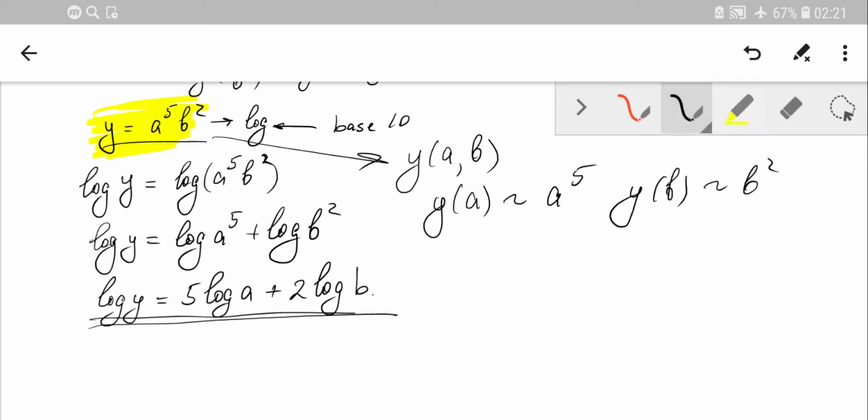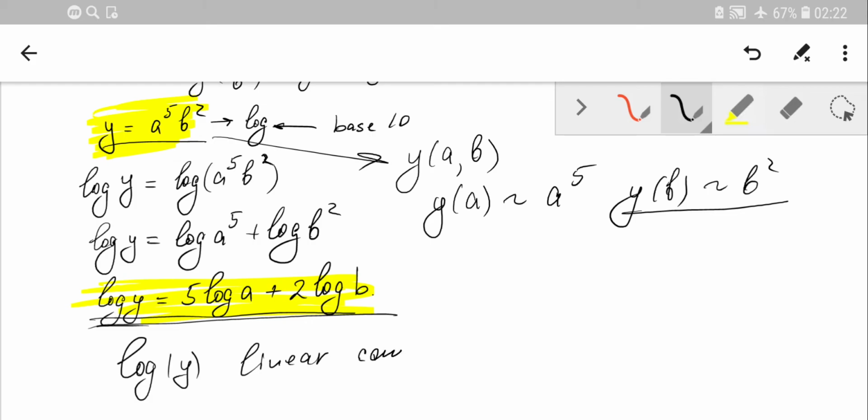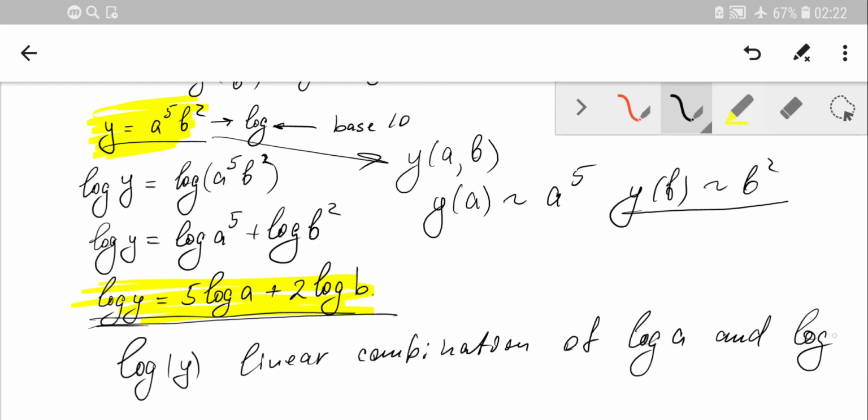And if this was obtained, like if you're trying to figure this out by having experimental data, you can do better the following. You can convert it into a logarithmic statement. And now we see that log y is a linear combination of log a and log b. So simply you can say that it's going to be a linear combination of log a and log b.